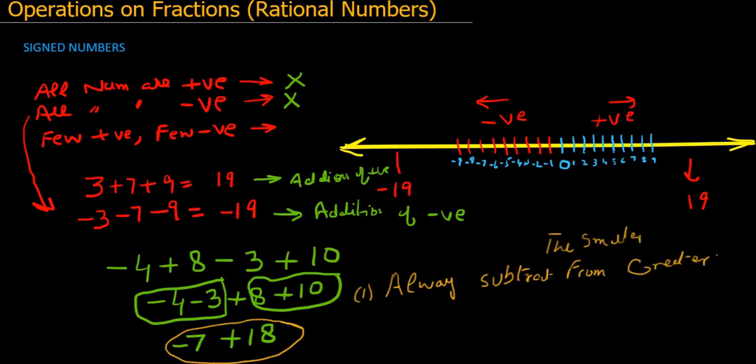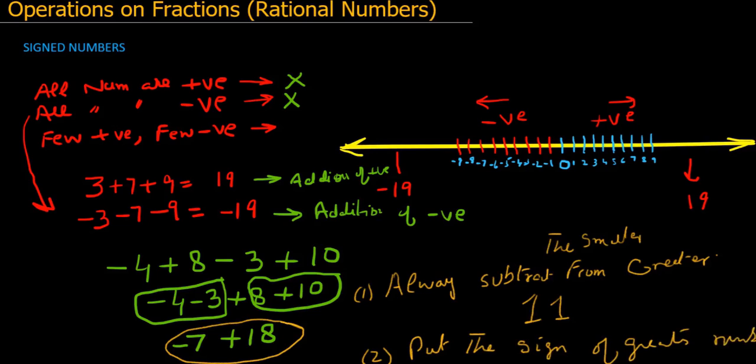So in this situation, when you are left with only 2 numbers, one positive and one negative, you ignore the sign. Always subtract the smaller number from the greater number. So subtract 7 from 18, you get 11. This is step 1. And the second step is put the sign of the greater number beside this. So what is the sign of the greater number? Positive. So positive 11 is your answer.